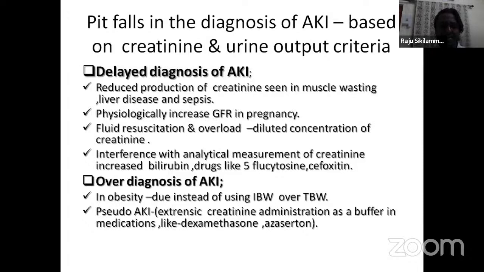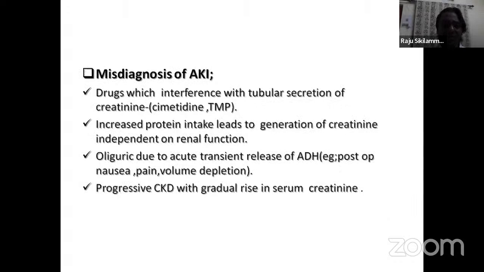Pseudo AKI is because of extensive creatinine administration, and medications like dexamethasone and azathioprine. Misdiagnosis of AKI occurs with drugs that interfere with tubular secretion, like cimetidine and trimethoprim. Increased protein intake also leads to generation of creatinine independent of renal function. Oliguria may be due to acute transient release of ADH, for example post-operative nausea, pain and volume depletion, or the progression of CKD with gradual rise of serum creatinine.